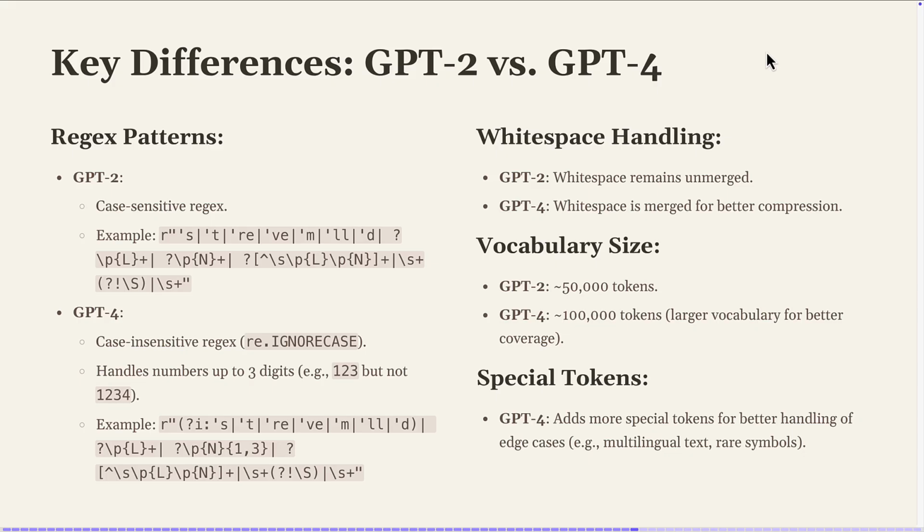And they use a different type of regular expression. So GPT-4 has better handling of white spaces. They are merged for better compression, especially in coding. For the vocabulary size, GPT-4 has 100,000 tokens. It's a larger vocabulary for better coverage, of course, because it's a much larger model.